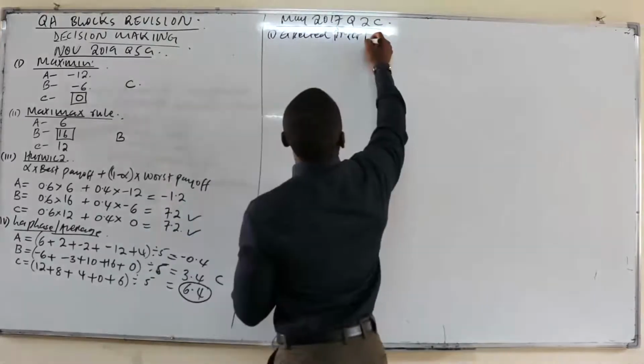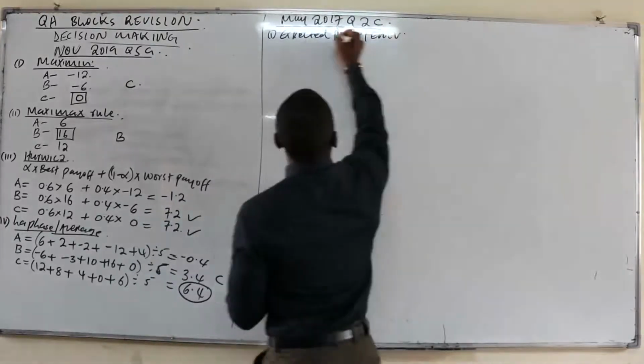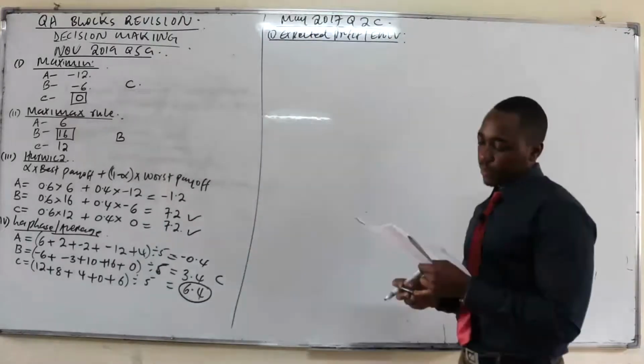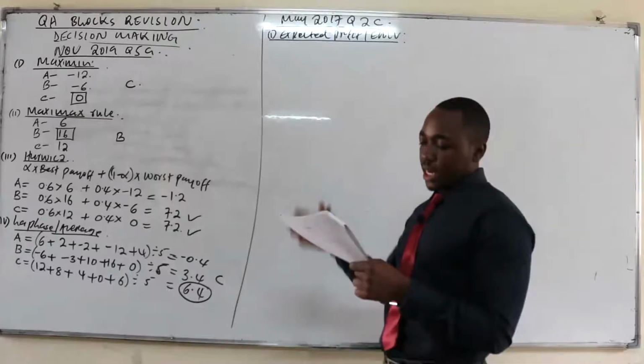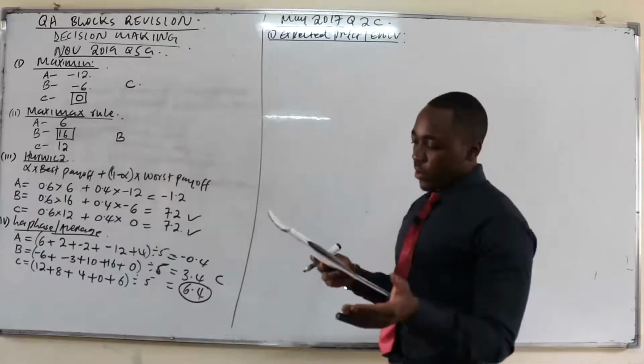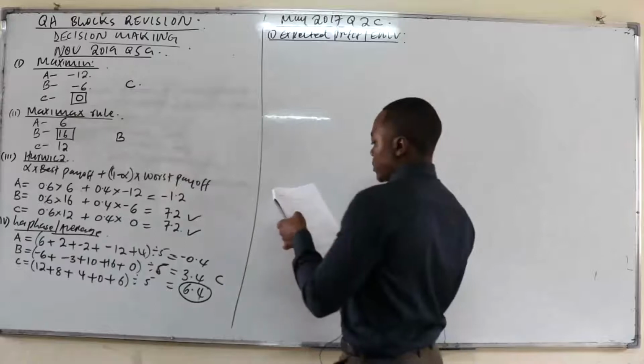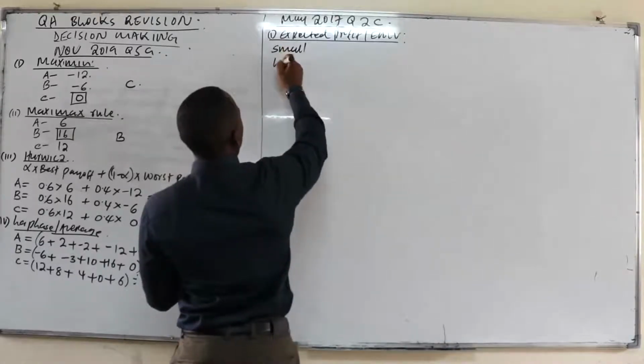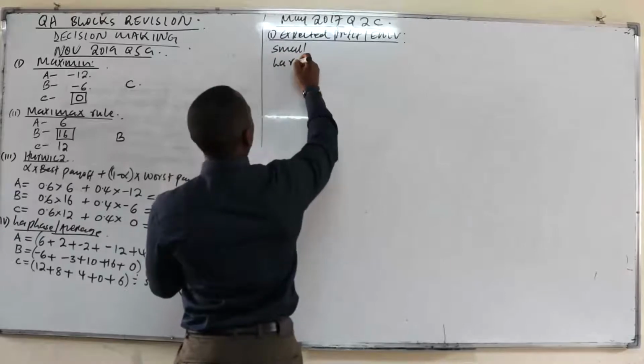Expected profit is the same as EMV. So in this case, we are already given the payoffs. And in this payoff, we have two alternatives. So it's either the small scale production or the large scale production. So we get the EMV.